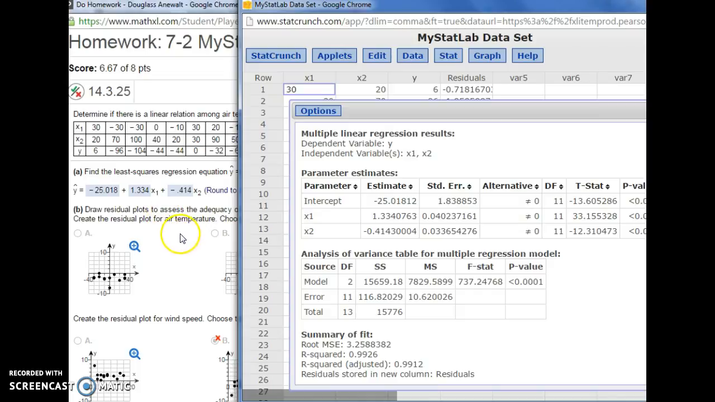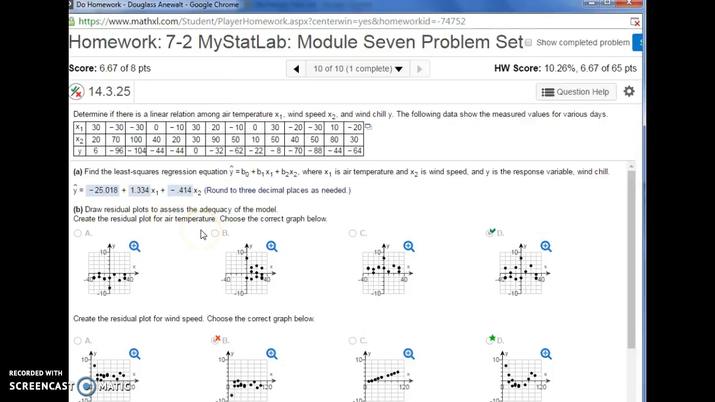But now we're going to look at the residual plots to see if this is actually a good, adequate model for comparing these variables. So what we're hoping is to see something like this, where there's no discernible pattern. And that is what we get when we look at the residual for air temperature.